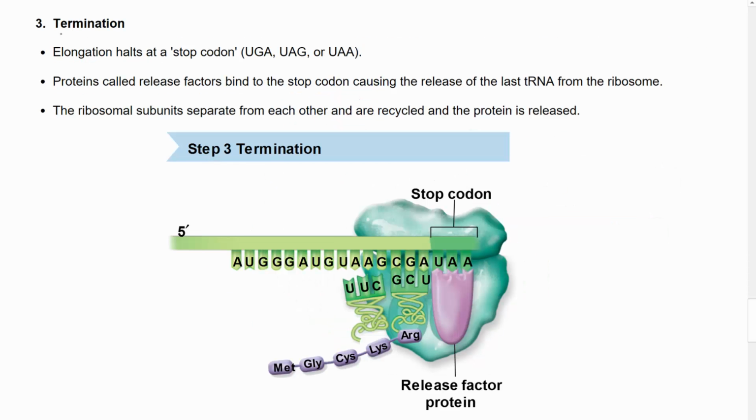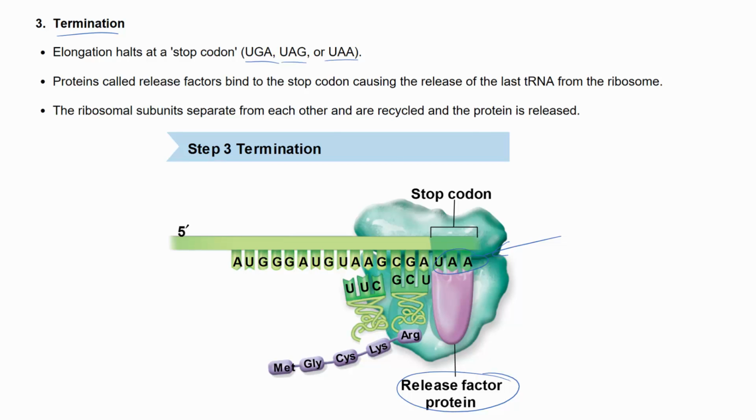The third step in this process is termination, and this is where elongation halts at a stop codon, which can be the UGA, UAG, or UAA. In this example here, it is UAA. Proteins, called release factors, then bind to the stop codon, causing the release of the very last tRNA from the ribosome. The ribosomal subunits, the small and large subunits, then separate from each other and are recycled, and the protein is released.